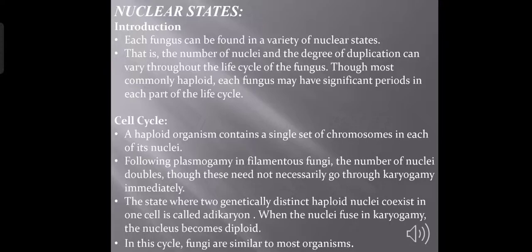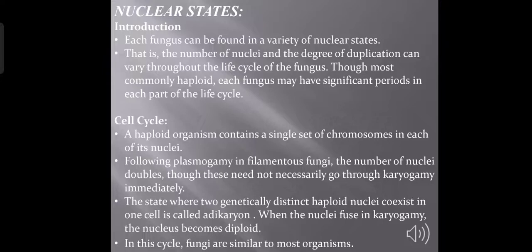Nuclear states. Each fungus can be found in a variety of nuclear states. That is, the number of nuclei and degrees of duplication can vary throughout the life cycle of fungi. Though most commonly haploid, each fungus may have significant periods in each part of the life cycle. Cell cycle: a haploid organism contains a single set of chromosomes in each nucleus.